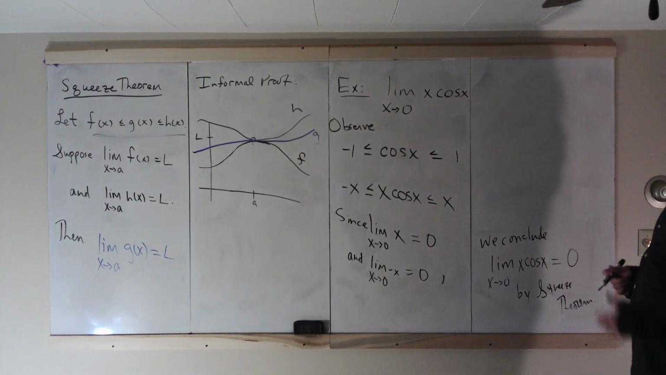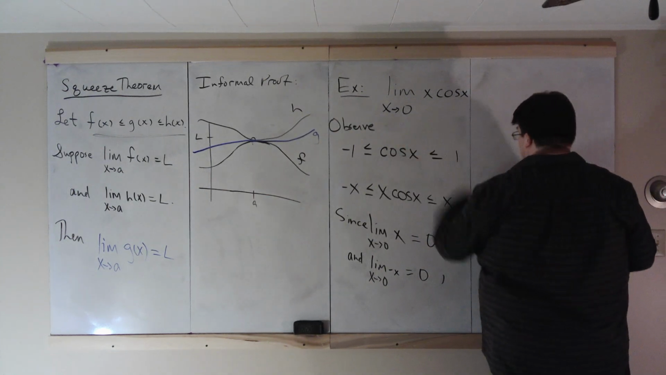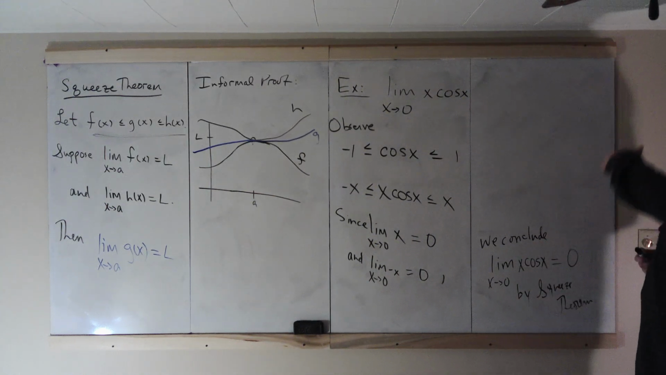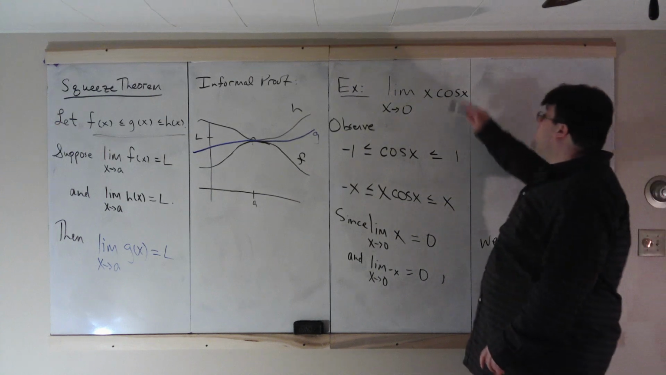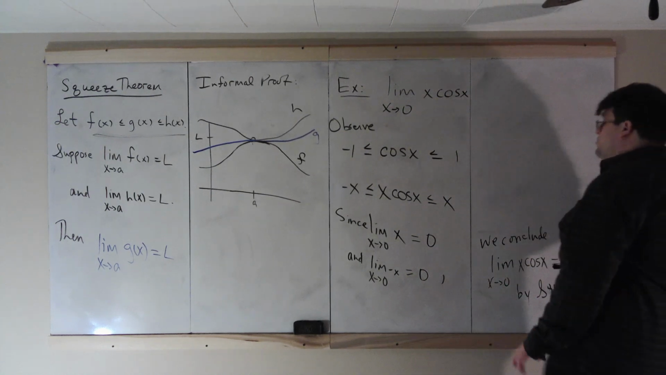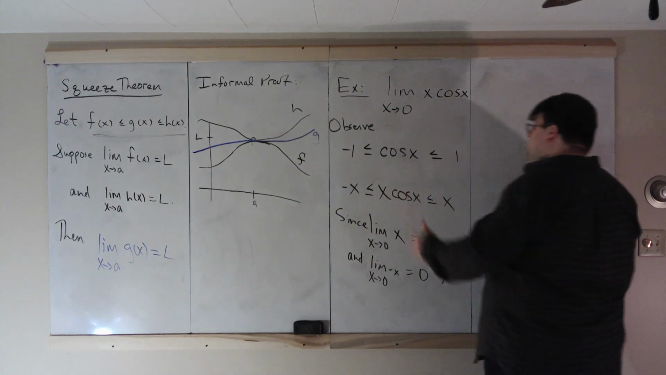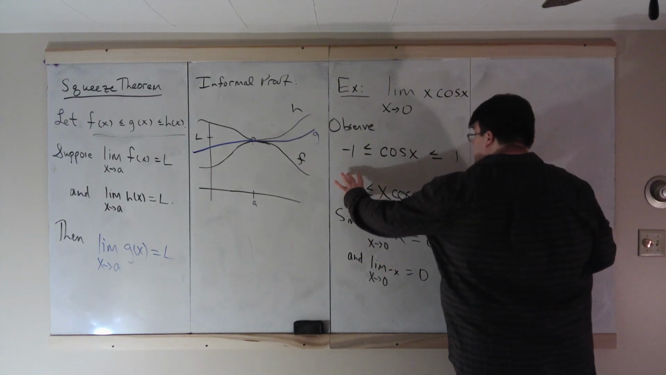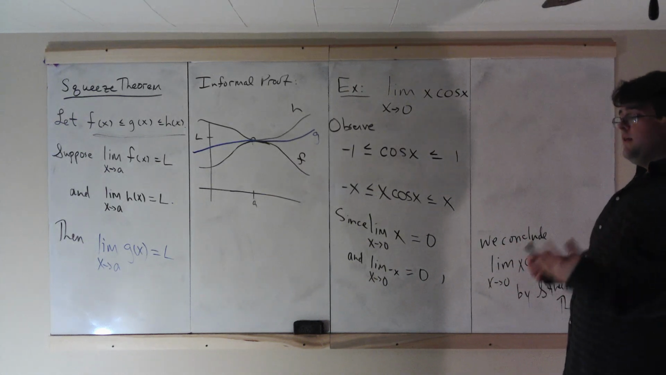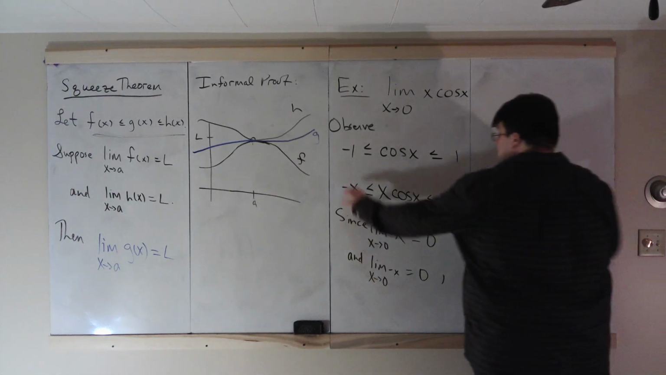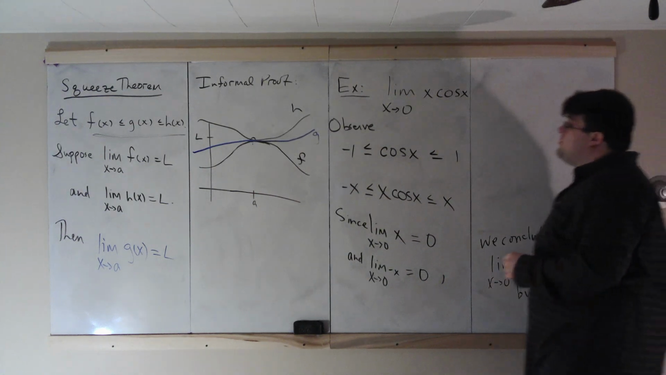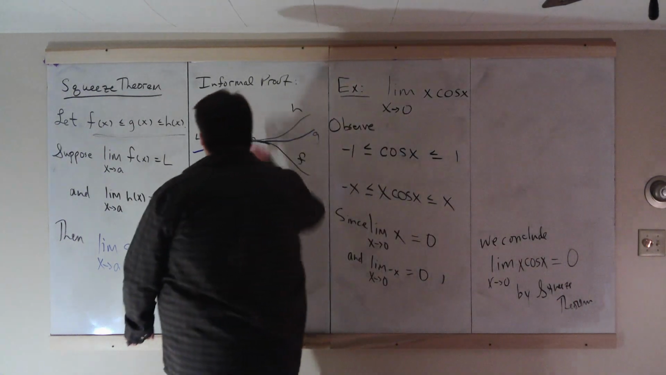So we used a property of cosine to set up our inequality, and then we forced the function we wanted to appear in the middle, and in doing that we were able to find the limits on both sides. The limits on both sides were the same, so the limit in the middle is also that same number. Let's look at one more.